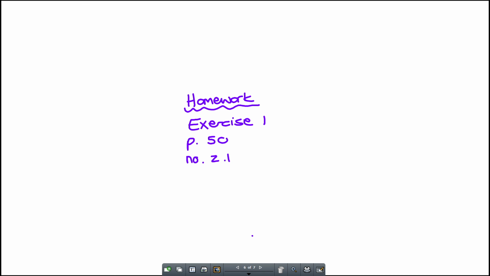Ek gaan vir jou huiswerk gee en dan gaan ek gou aangaan met daai ander. So your homework is still exercise 1, page 50. You're going to do 2.1 and 2.2. Now, onthou vir my, please read carefully. There's an A, B, and a C for each. So it's 2.1 ABC, 2.2 ABC. Okay? Right. Dan kan julle gou begin met dit.